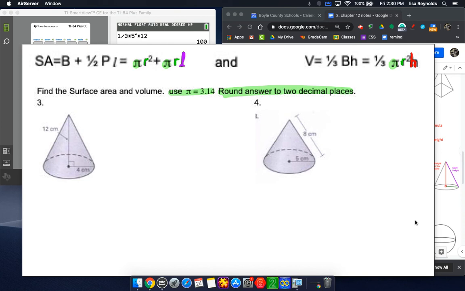So in each problem, look for which information they tell you. So in problem 3, we have the perpendicular from vertex to the center of the circle. So this is our height. We have the measurement from the center of the circle out to the circumference. So this is our radius. And that means for this problem, we need to calculate the slant height. So we're going to do the Pythagorean theorem.